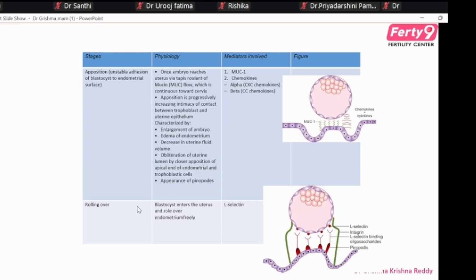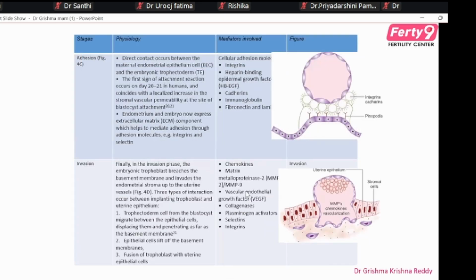Then rolling over is when the blastocyst enters the uterus and then rolls over into the endometrium. These L-selectin ligands will be there. So all this will help L-selectin integrins. Then adhesion. Adhesion is like direct contact between the epithelium and trophectoderm. So it is seen like implantation on day 20 to 21 in humans.